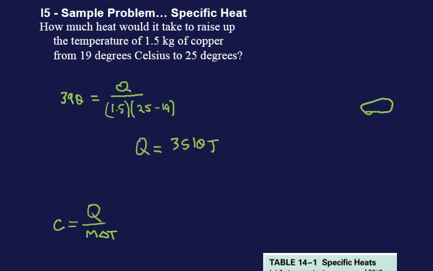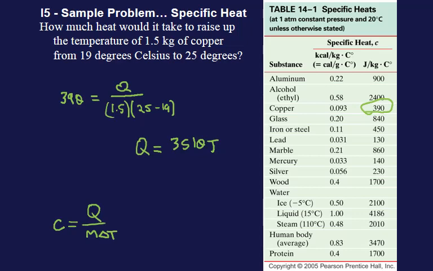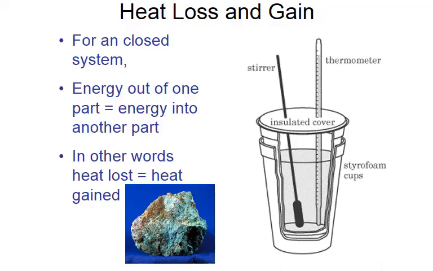Okay, so we should get a value of 3,510 joules as how much energy it would take to increase the temperature from 19 to 25 degrees Celsius. Delta T, remember, is final temperature minus initial temperature. And then you have your mass here in kilograms, and then this is the specific heat capacity, 390. So this principle is where we have energy out of one part is going to equal energy into the other. And so to say this very basically, the energy or heat lost by one is going to be gained by the other.